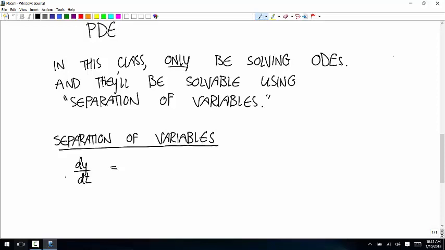And what is the dependent variable and what's the independent variable? That's right. Dependent is y, independent is t. We're trying to find the function y of t. And with separation of variables, you can write this differential equation in the form some function of the dependent variable times some function of the independent variable. So this is the dependent, this is independent.